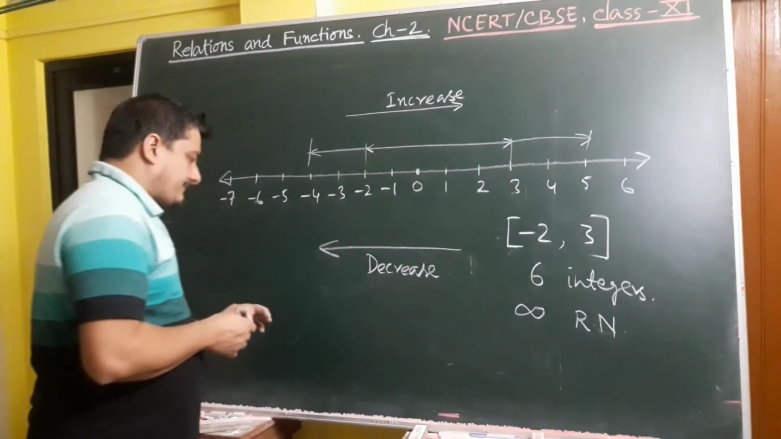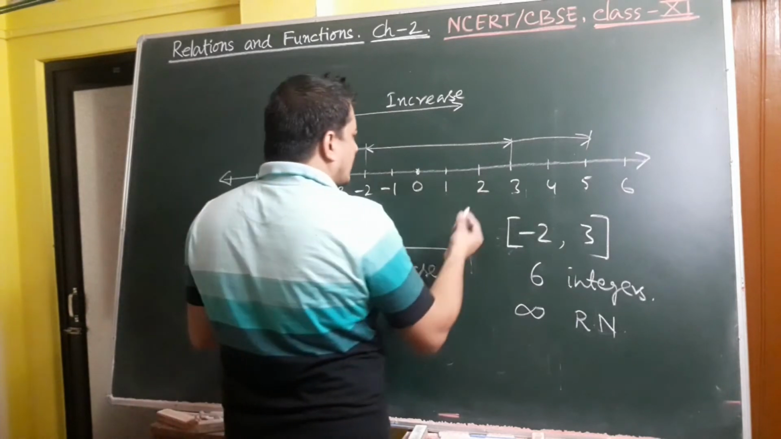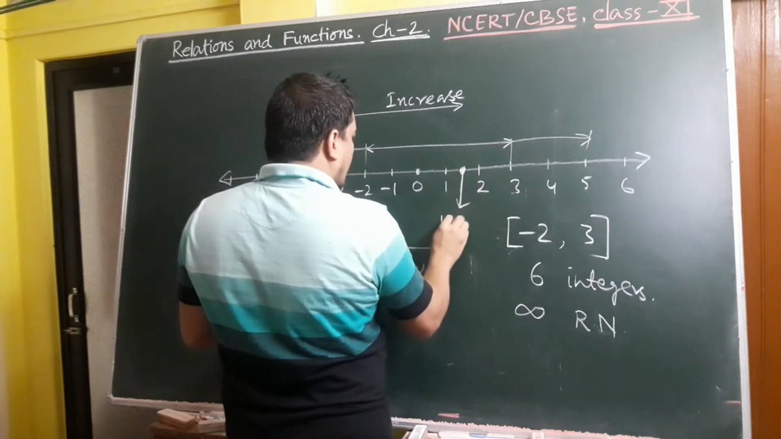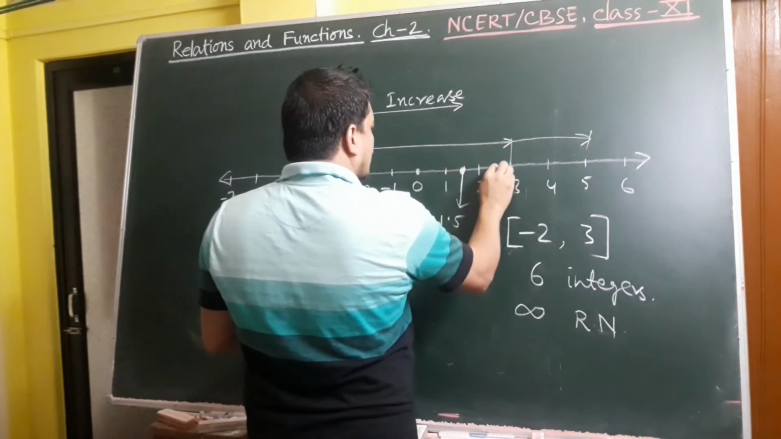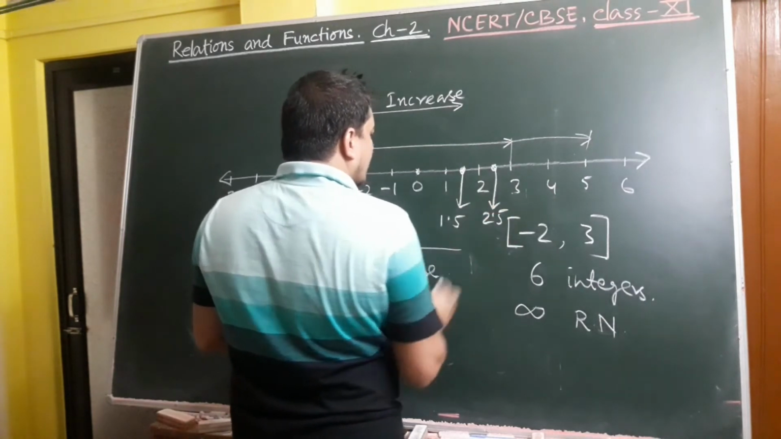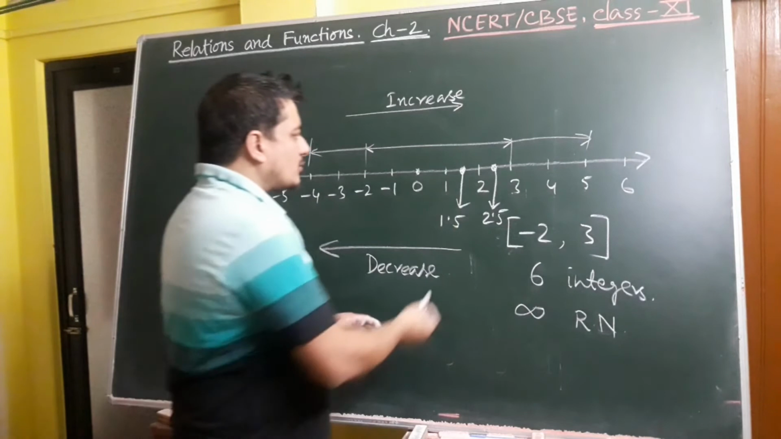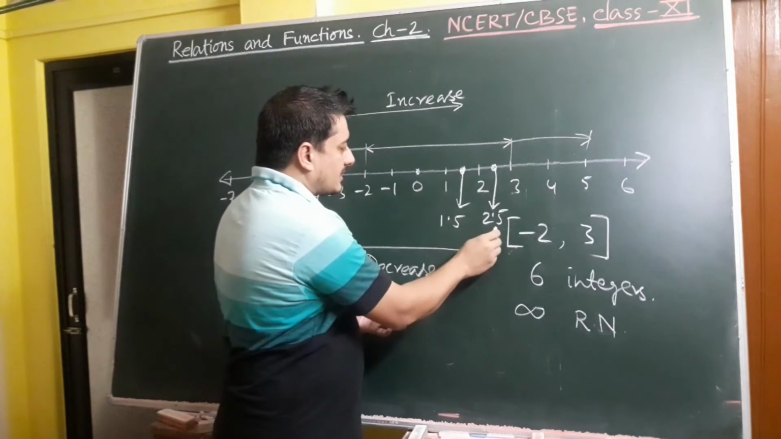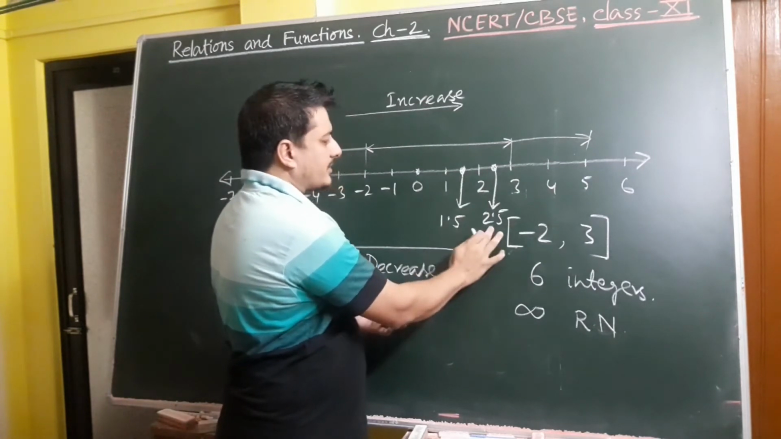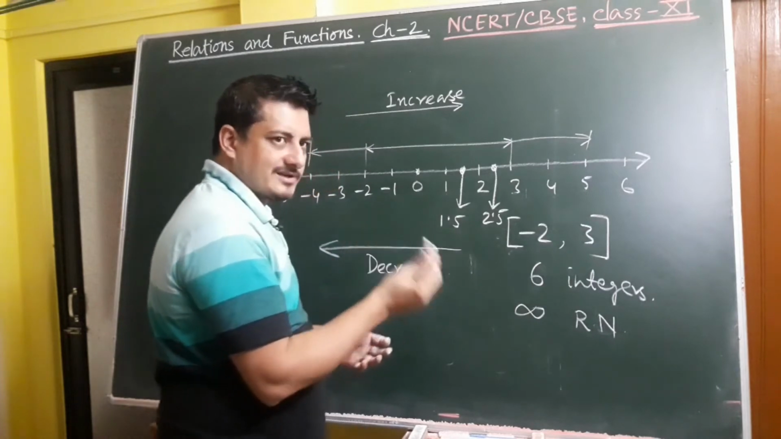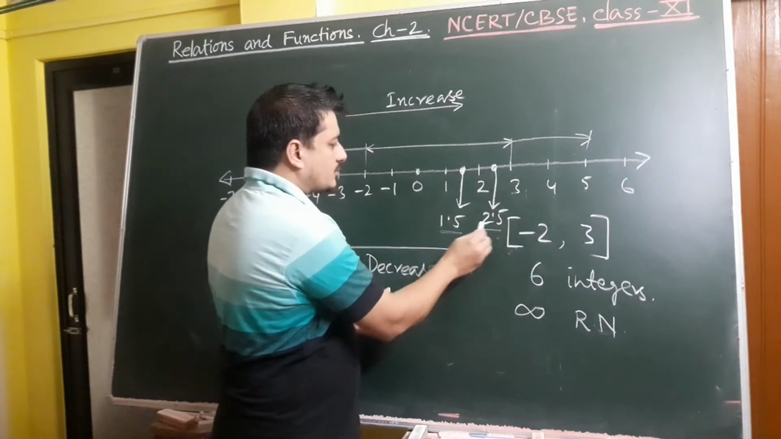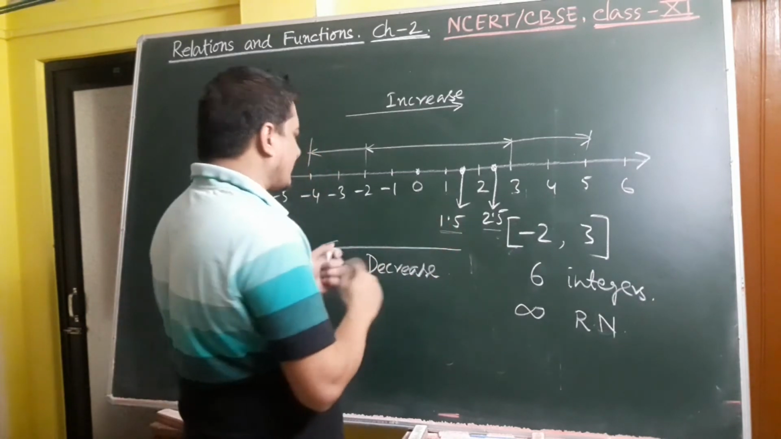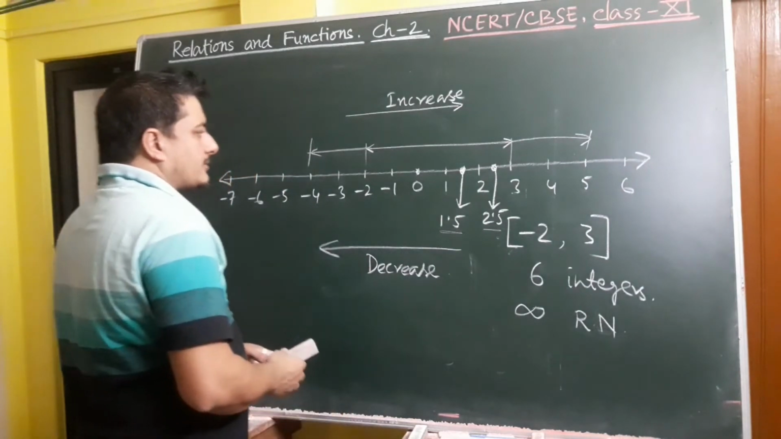Okay, fine. So already you know that you locate any number like 1.5. This is 1.5, and say any number 2.5. This is 2.5. So if you compare, which one is larger? 2.5 is larger. Why? Because it is located on the right hand side of 1.5. So 2.5 is larger than 1.5. On the other hand, 1.5 is smaller than 2.5. Why? Because it is located on the left hand side of 2.5.